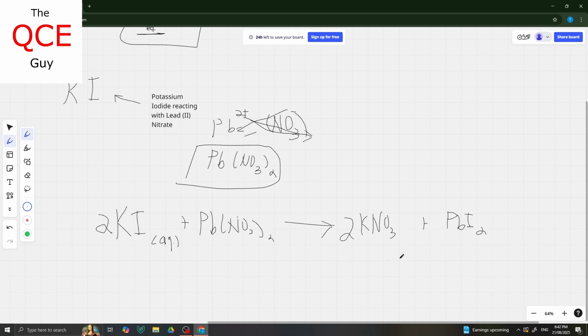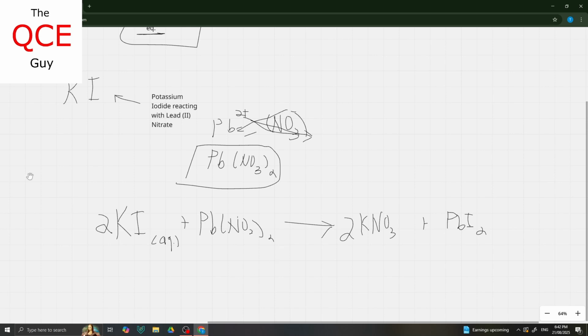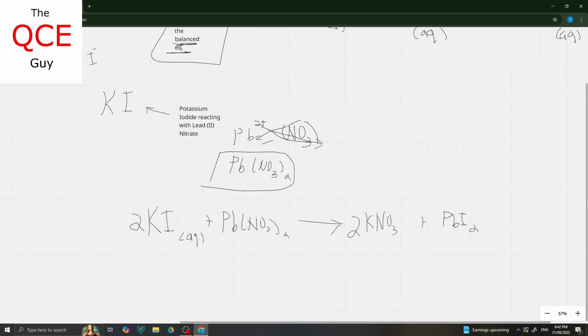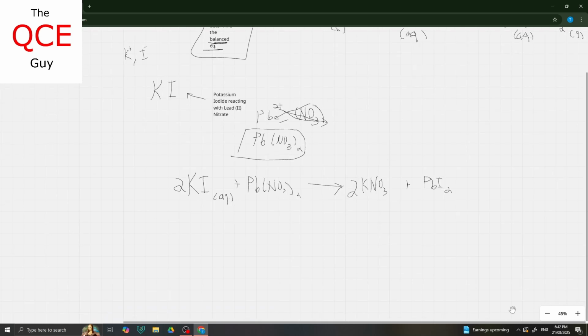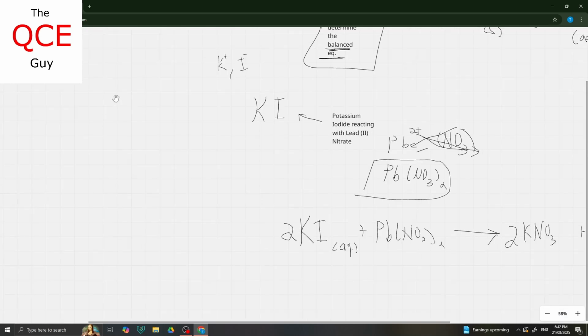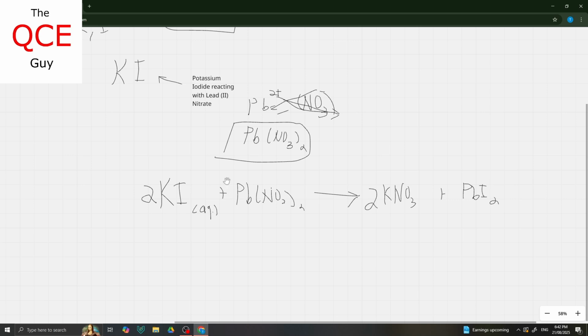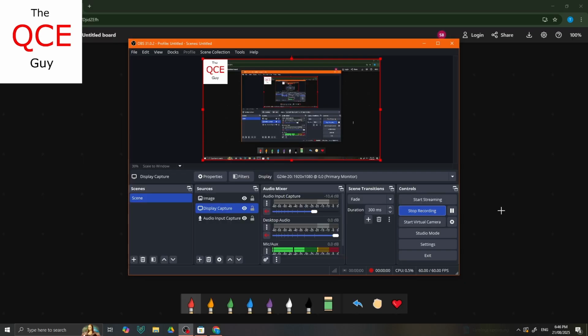So now we have a fully balanced equation, and the last bit we need to do is the states. The potassium nitrate is going to be aqueous, the nitrate will be soluble, and the lead iodide will be the precipitate.